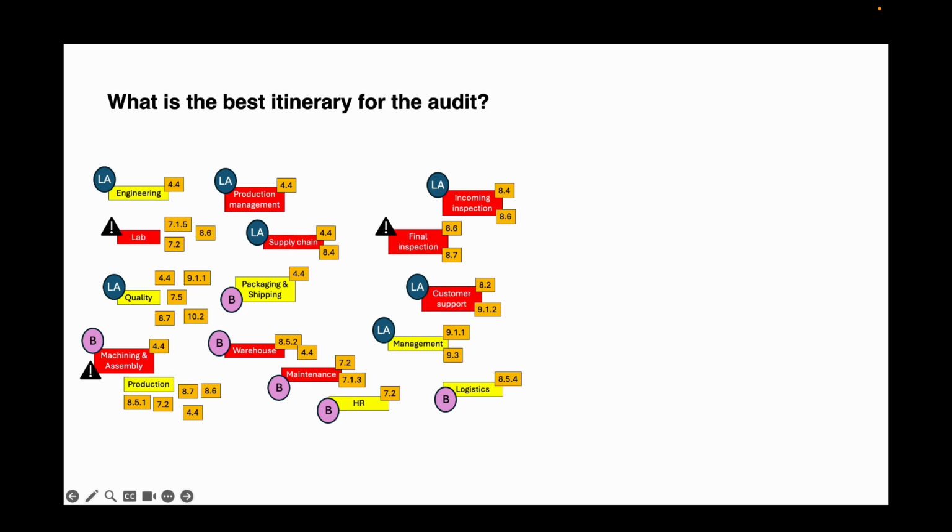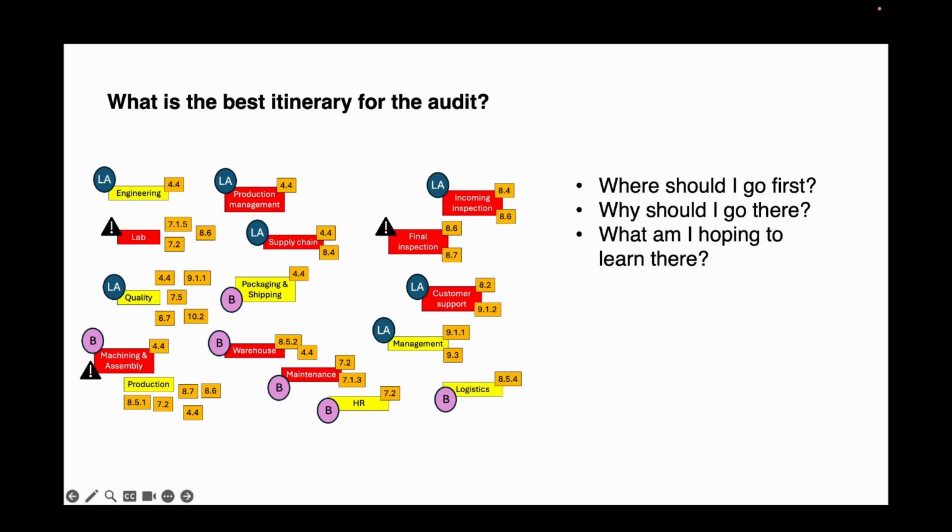Now we arrive at the real planning question. What is the best itinerary for the audit? Where should I go first? Where should I go next? Why should I go there? What am I hoping to learn there? And how will that help me decide where to go next? Those are the kind of questions that turn an audit plan from a simple schedule into a line of inquiry.